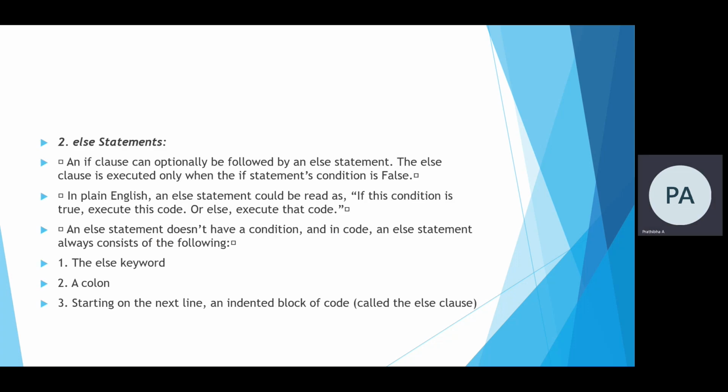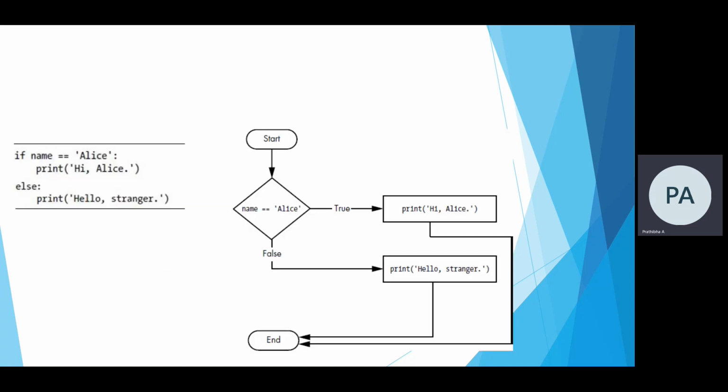So what is the else statement? An else clause is an optional clause. It is followed by an if statement. Here again you use the else keyword, then a colon, then any indented block of code you want to execute. You can see an example for this also: if name is equal to Alice, print hi Alice, otherwise else print hello stranger. That means you are printing a line of code with the indentation.